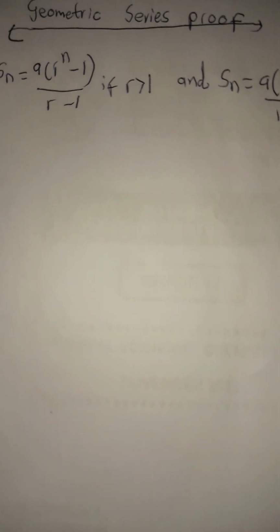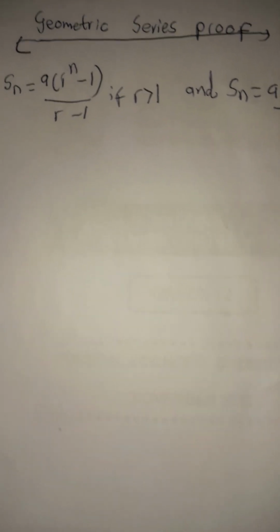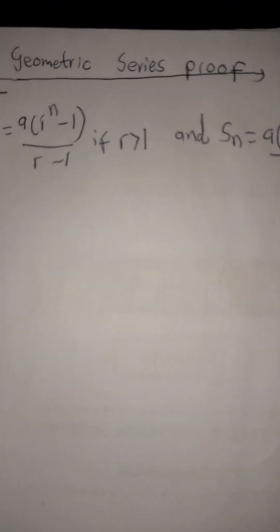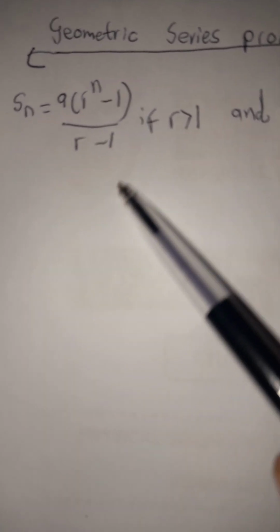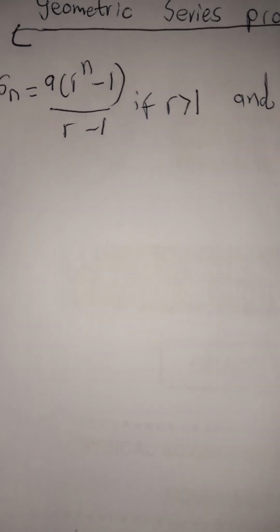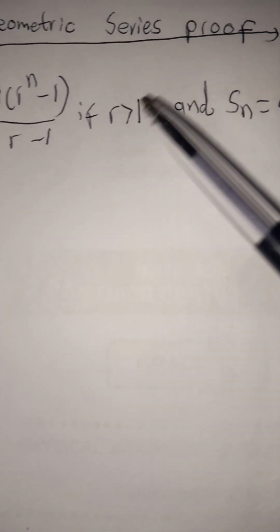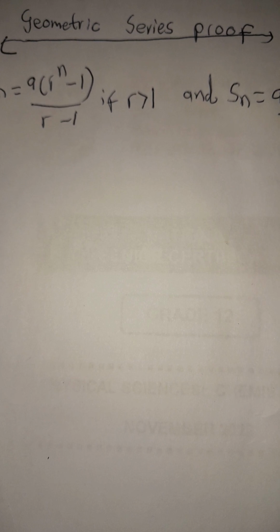Well, let's get to today's topic. In today's topic, we are going to work with a geometric series proof. Remember that when Sn is equal to a(r^n - 1) divided by (r - 1), you use this formula when r is greater than 1. When r is less than 1, we can use another formula. But in this video, we are going to prove it.